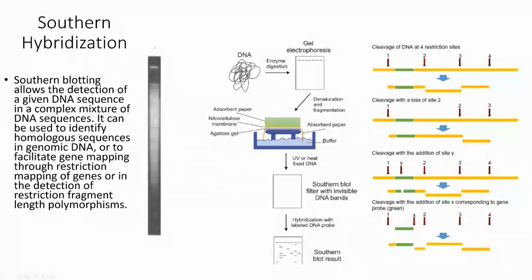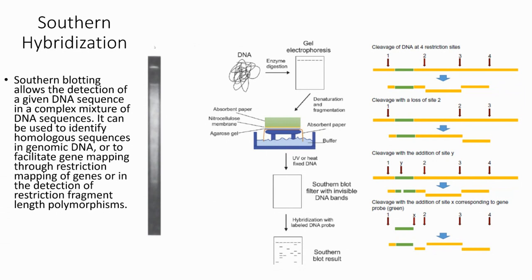One of the important applications of hybridization is the Southern hybridization. Southern blot allows the detection of a given DNA sequence in a complex mixture of DNA sequences. So it can be used to identify homologous sequences in genomic DNA or to facilitate gene mapping through the restriction mapping of genes. Okay, that's the Southern blot.